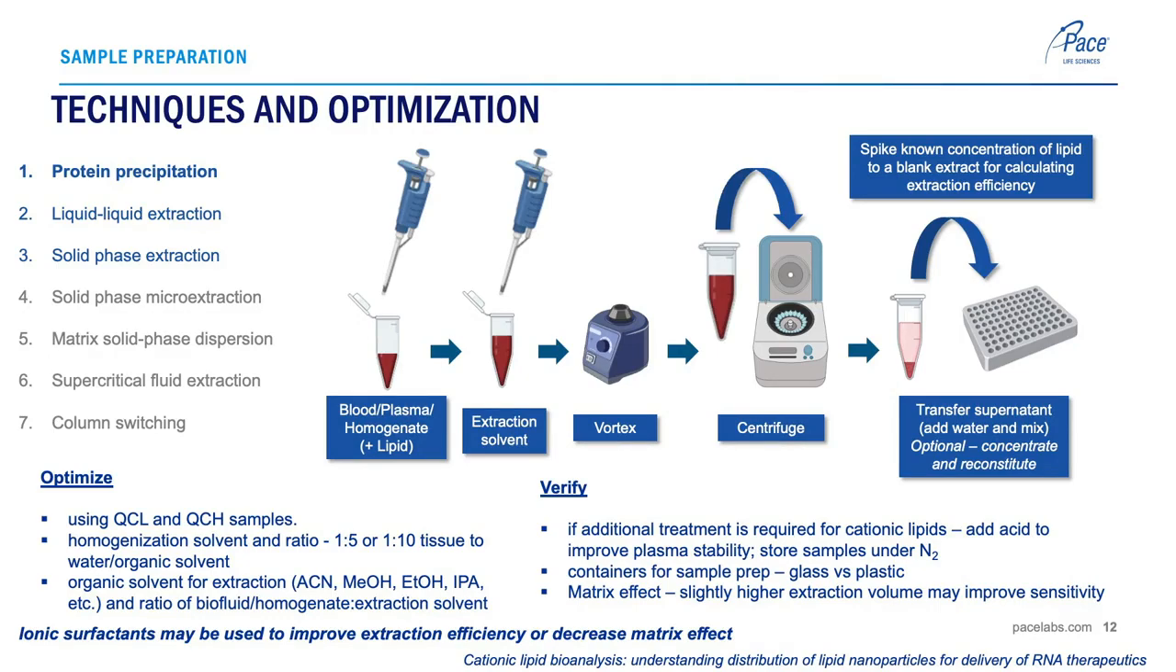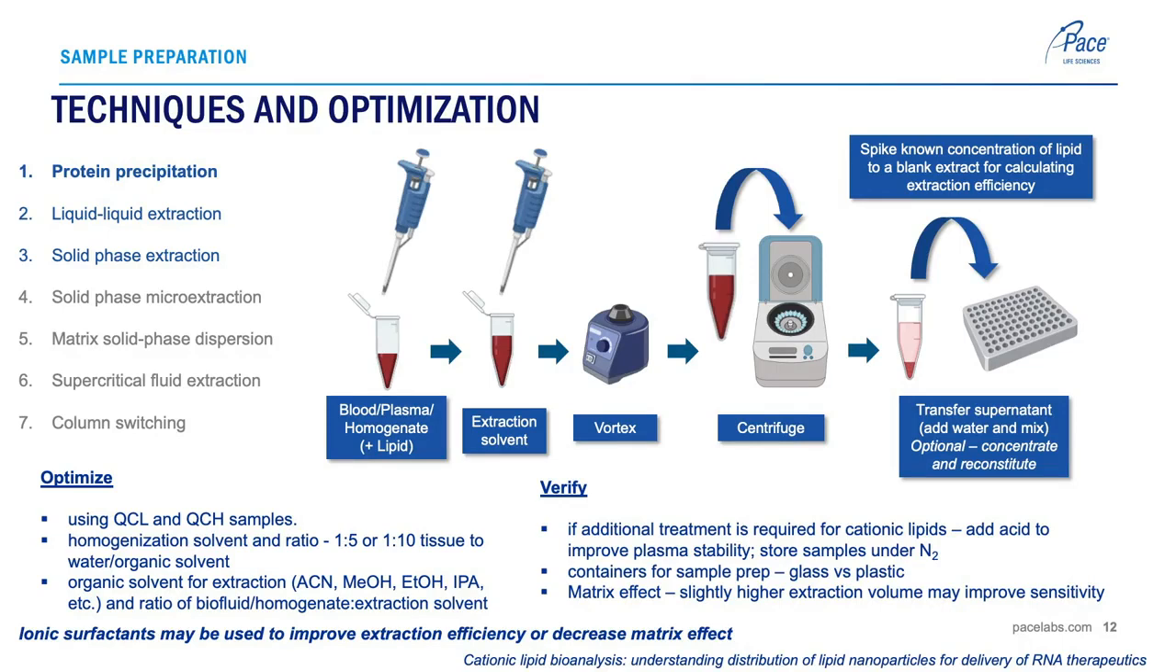There are a variety of techniques available for sample preparation, and the top three techniques highlighted on the left will be discussed in detail in today's talk. Protein precipitation is a common sample prep method and eliminates most of the proteins, which are one of the primary causes of interference. It can be applied to most of the biofluids and tissue homogenate extractions.